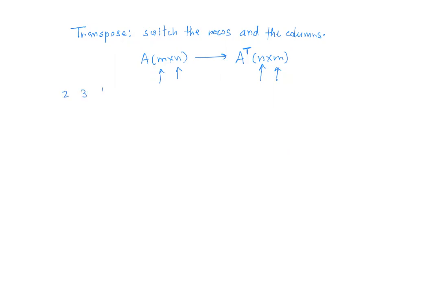Let me give you an example. 2, 3, 1, and 1, 0, 1. That's my matrix A, 2 by 3: 2 rows, 3 columns. Now A transpose is going to be a 3 by 2 matrix. The first row is going to be made the first column, 2, 3, 1, and the second row is going to be made the second column, 1, 0, 1.